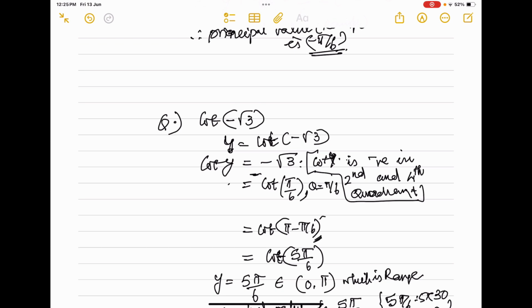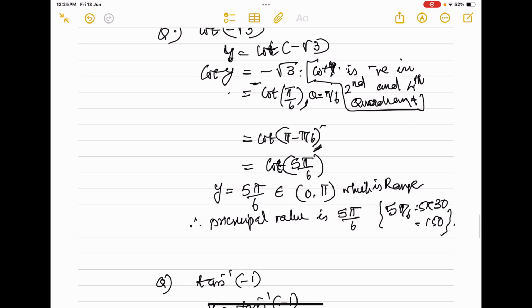Then you check whether 5 pi by 6 belongs to the range of cot inverse. The range of cot inverse is the open interval 0 to pi. Then this 5 pi by 6 belongs to 0 to pi, because 5 into 30, 150, lies between 0 and 180, which is the range. Therefore, the principal value is 5 pi by 6.